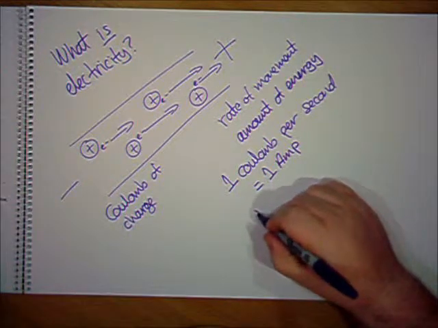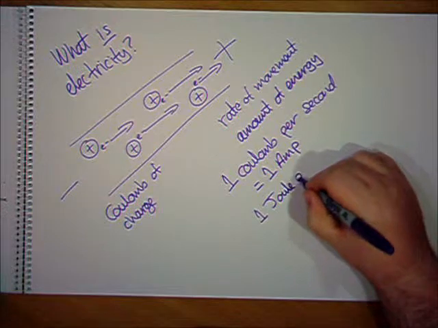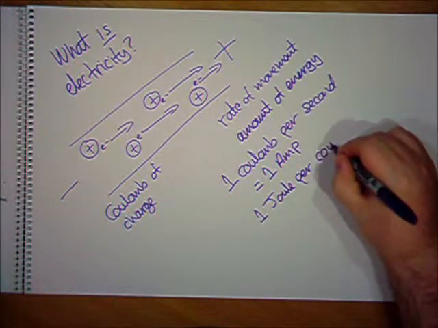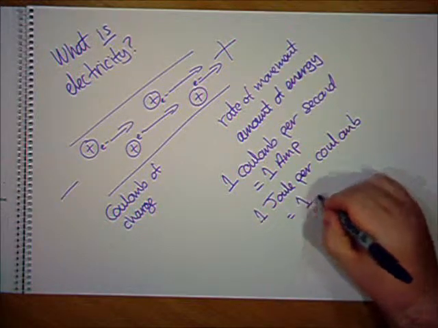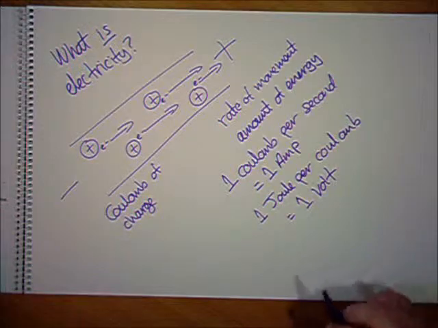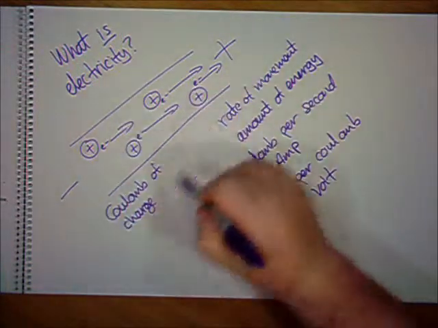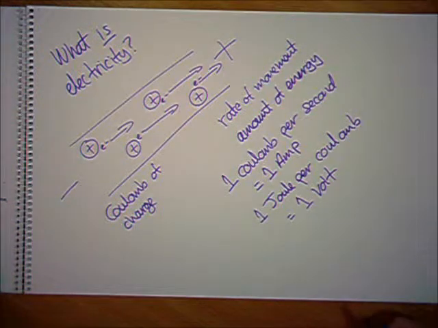So if we think about the amount of energy carried by that coulomb of charge, we can measure that too. And 1 joule of energy per coulomb of charge equals 1 volt. So we can now use our model to talk about what current and voltage actually are.